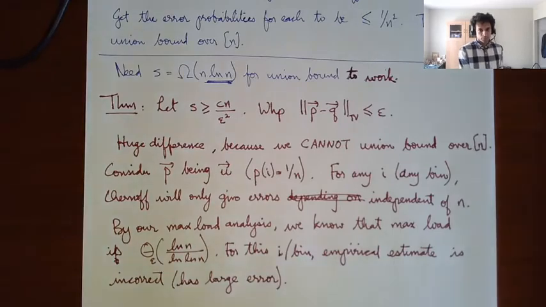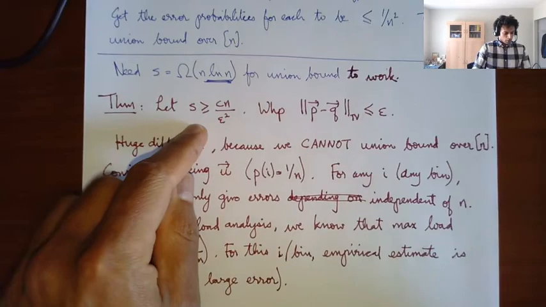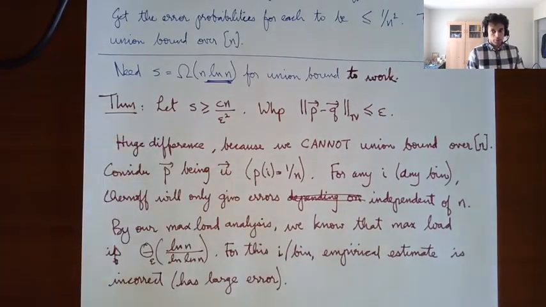Okay, so I really want you to understand this point here. You can actually learn the distribution with n over epsilon squared samples. Now there's a huge difference because you cannot carry out the previous analysis. You cannot union bound over n. So there are two points I want to make here. One is a technical roadblock, and the second is the fundamental roadblock.